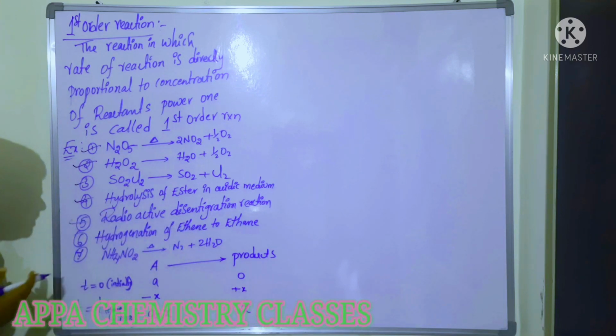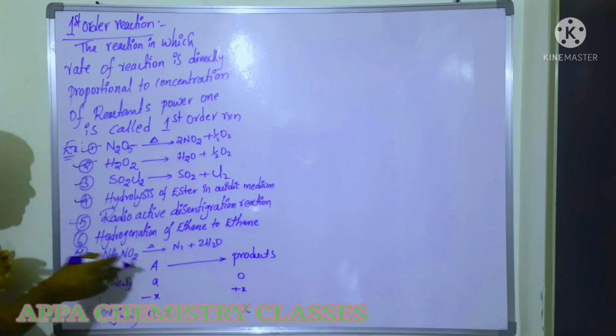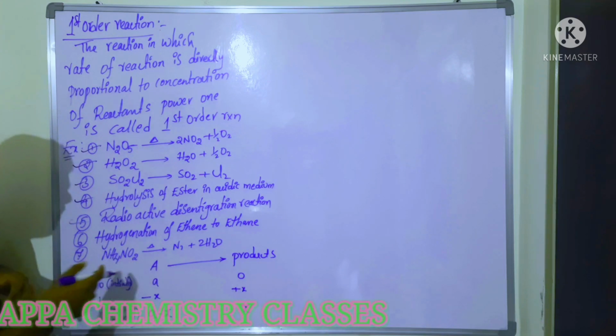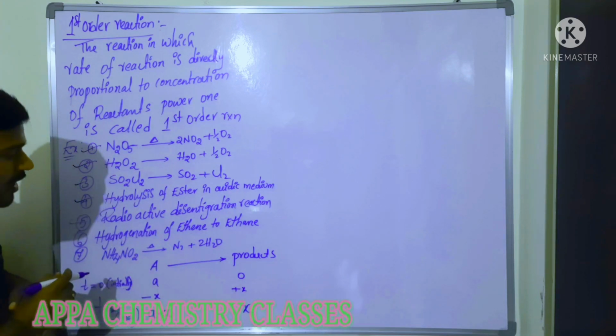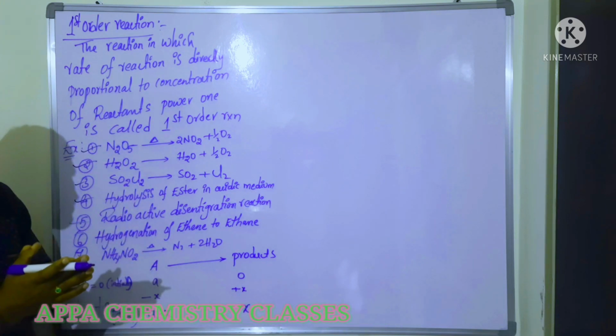Next, hydrogenation of ethene to ethane in the presence of a metal surface. And also the decomposition of ammonium nitrite into nitrogen gas and water. These all are examples of first order reactions.